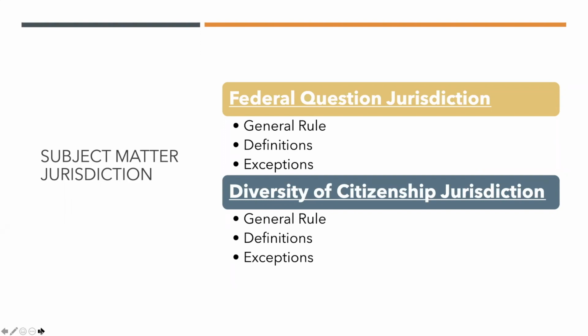Then I will have the general rule for federal question jurisdiction. I'll write it. I will then write any definitions that I need to further define that general rule. And then, if applicable, I will write any exceptions. Similarly, for diversity of citizenship jurisdiction, I'll define what the general rule for diversity of citizenship jurisdiction is, I'll provide any further definitions, and then I will list any exceptions.